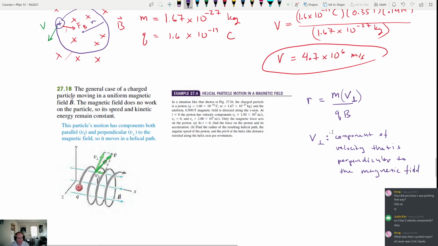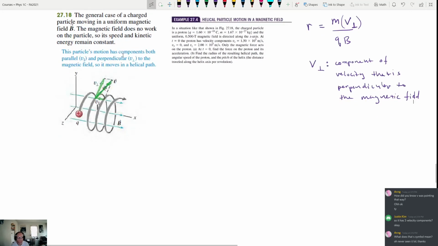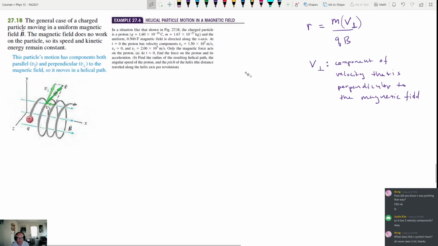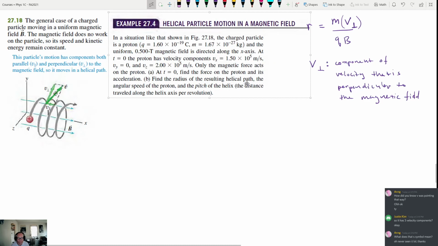Okay, so let's do this problem now. I'll leave the picture up here so we have it as reference. I'll blow the problem up. There's a lot of words in it. So this is in a situation like that shown in 27.18. The charged particle is a proton, again, giving these values. And the uniform 0.5 Tesla magnetic field is directed along the x-axis.